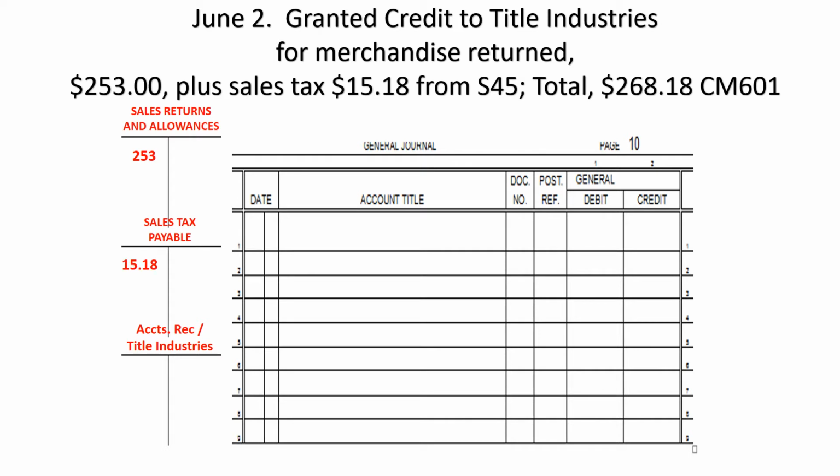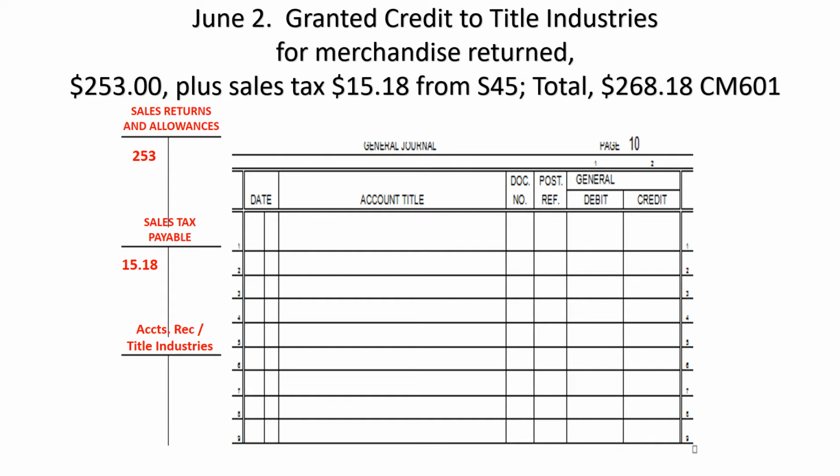tax. So we're going to debit the sales tax payable $15.18. Again, sales tax payable is a liability account. It increases with a credit because it sits on the right-hand side of the accounting equation. It will decrease with a debit.